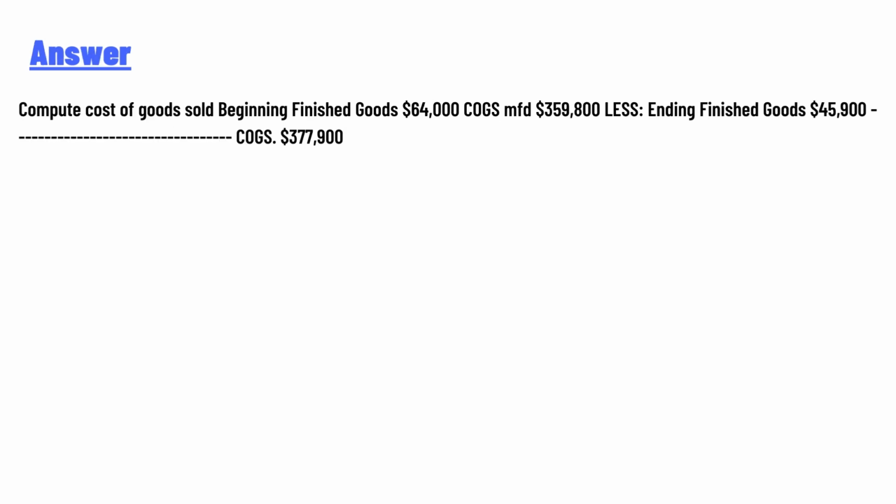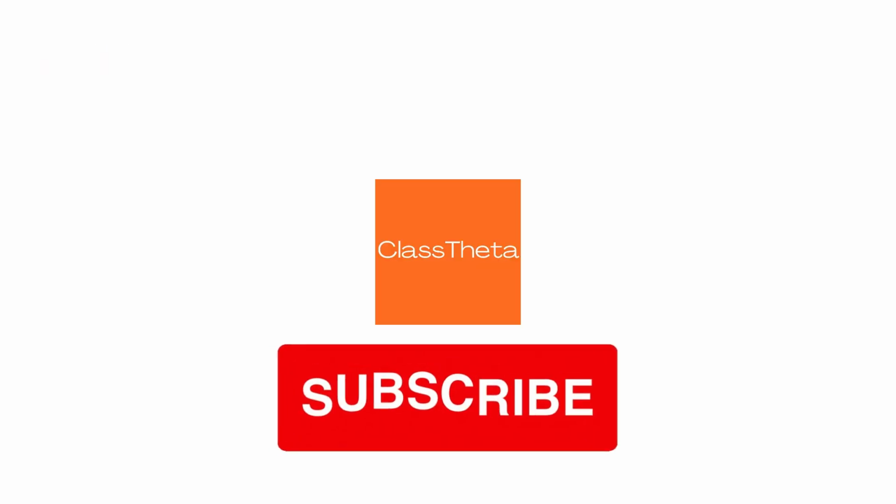And the answer of the question is: compute cost of goods sold. Beginning finished goods 64,000, COGS manufactured 3,59,800, less ending finished goods 45,900. COGS 3,77,900.